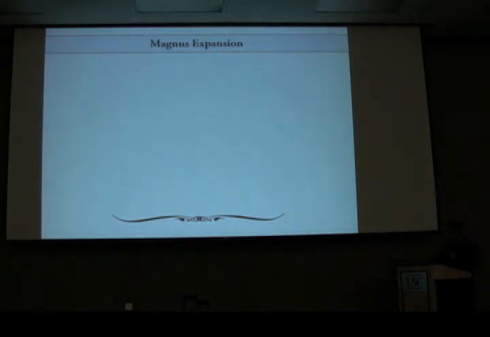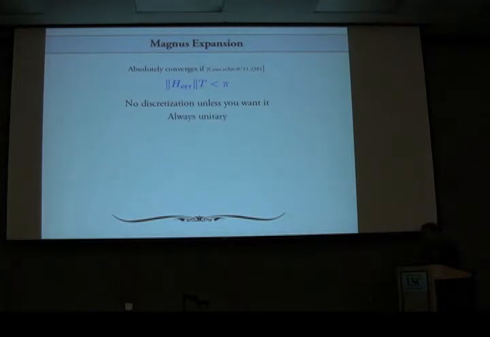Okay, so let's just say a few words about the Magnus expansion. The Magnus expansion is absolutely convergent as long as the strength of the Hamiltonian that goes inside it multiplied by the total time for the evolution is less than pi. And I think Lorenzo used 1 there, but it's pi, which is, of course, consistent. Well, you don't need a discretization for this unless you want it. You could discretize your evolution, but it's not really necessary. You just have to go to the higher orders. And it's always unitary because you are approximating the Hamiltonian, which is going to give you a unitary operation. And it truncates nicely.